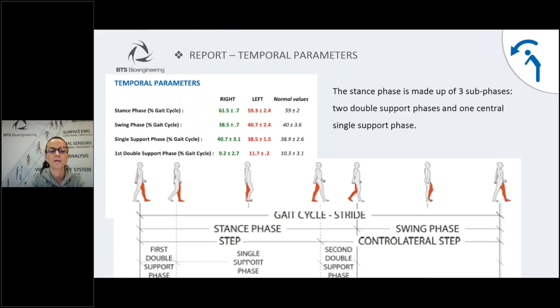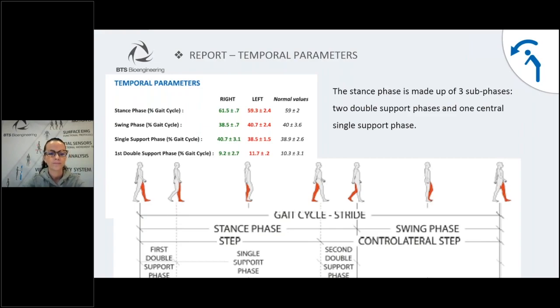Therefore, taking into consideration, for example, the left limb, its first double support phase is that in which the left limb is in anterior position and it's about to begin the gait cycle, and the contralateral limb is in the rear position, still resting on the ground, and it's about to start detaching the foot to go into the swing phase.